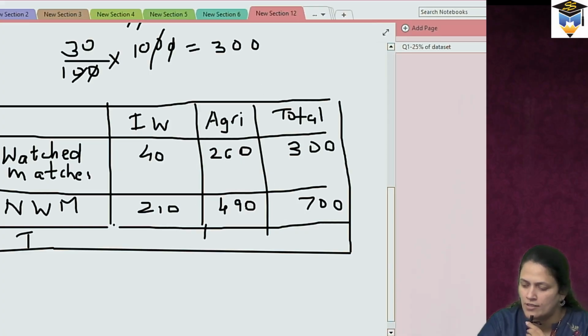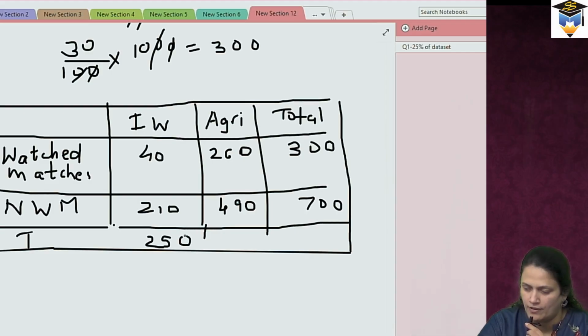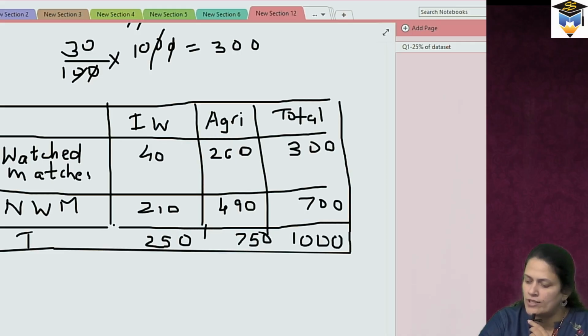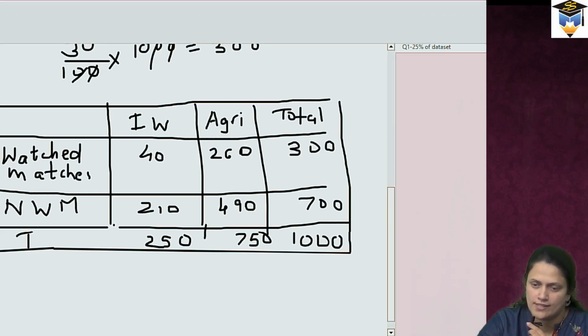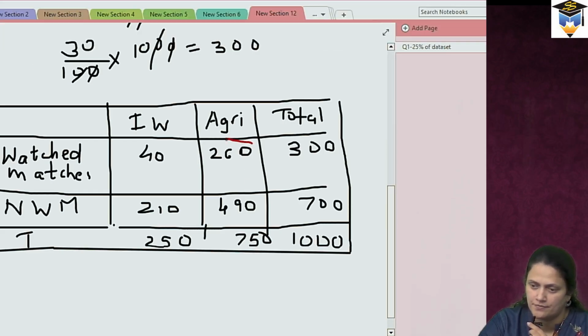So the total is 250, which we have found out. Agricultural workers are 750, and this is 1000. Correct? So what is the correct answer for this one? 260. Right?